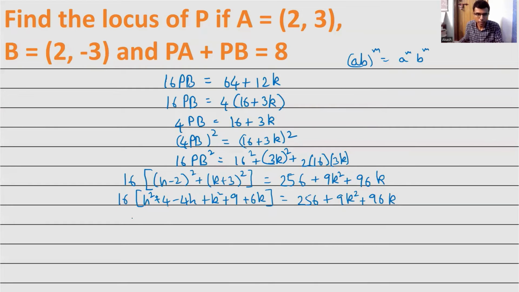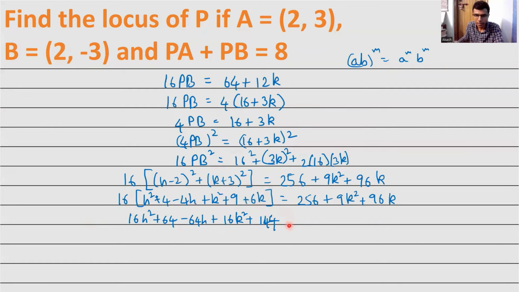Fine. Now let me just expand LHS. I get 16 h square. Let me just write it as it is, otherwise you guys might get confused. 16 h square plus 16 4s are 64. 16 into minus 4h would be minus 64h plus 16k square. 16 nines are 144. I'm sorry, 144.